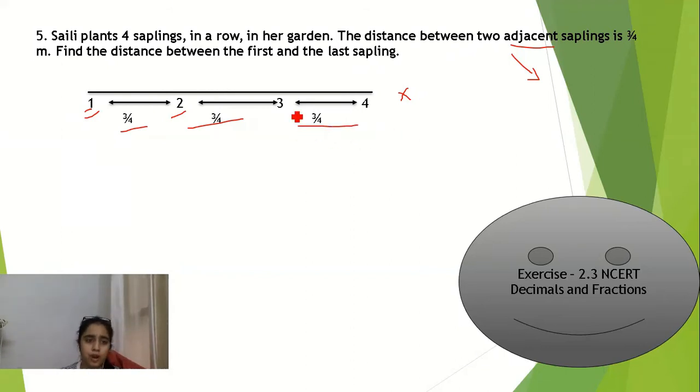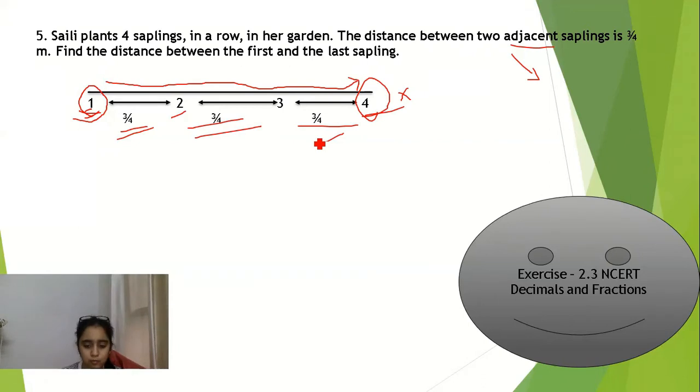What do we have to find out? We have to find out the distance between the first and the last sapling, that is the first and the fourth. We have to find out the total distance between the first and the fourth. It's very easy to find. If we add these three distances, that is 3 upon 4 plus 3 upon 4 plus 3 upon 4, we will get the distance between the first and last sapling.